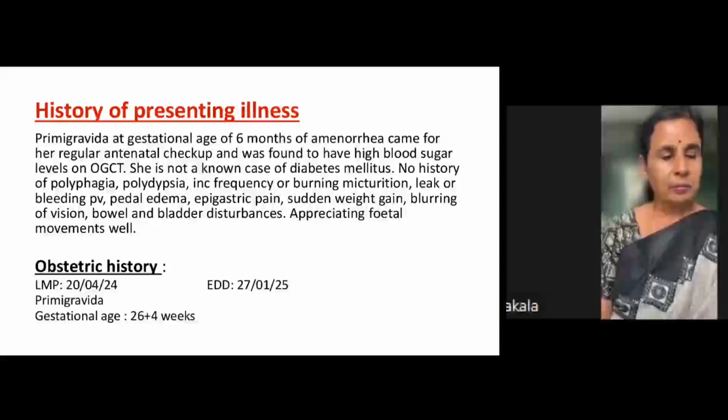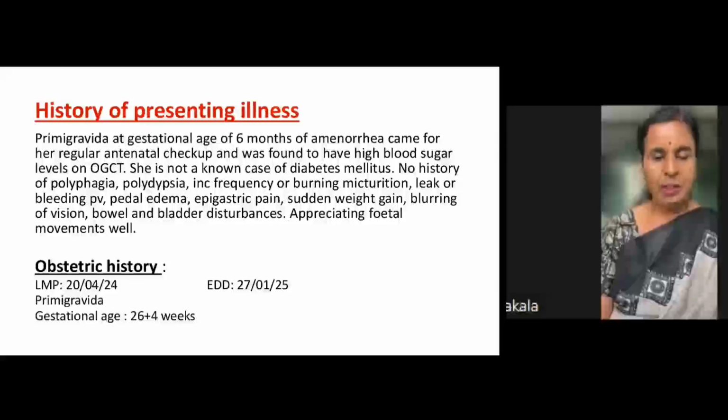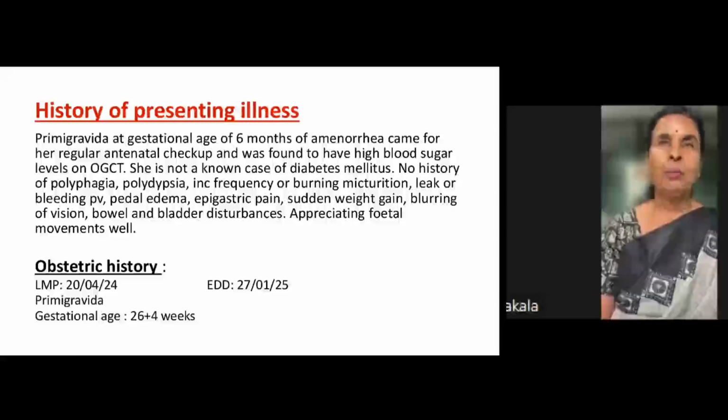She is appreciating fetal movements well. Why have you asked about sudden weight gain, blurring of vision, pedal edema, epigastric pain? Why so, mom? To rule out preeclampsia, an associated pregnancy disorder. Yes. Preeclampsia and GDM usually coexist.